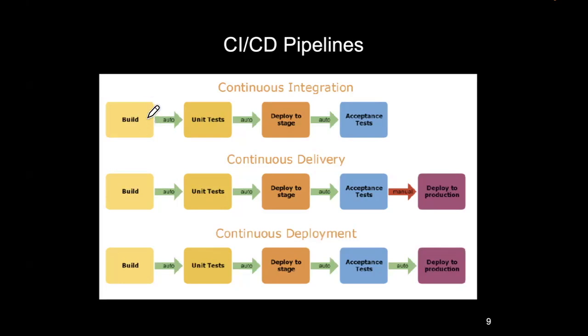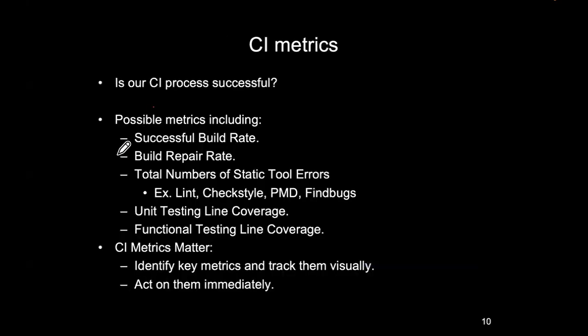So maybe the builds are failing because our static analysis tools are always picking up weaknesses in the code. And that may simply mean that you need to provide some training for your developers. So that's what's being talked about here. Linting tools, they're also referred to as.